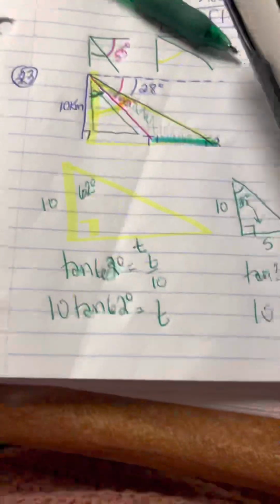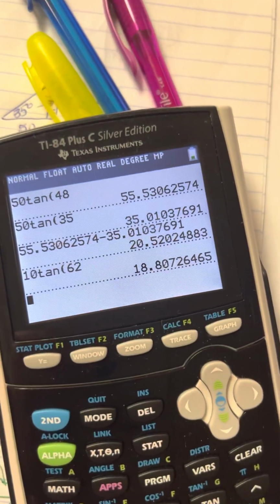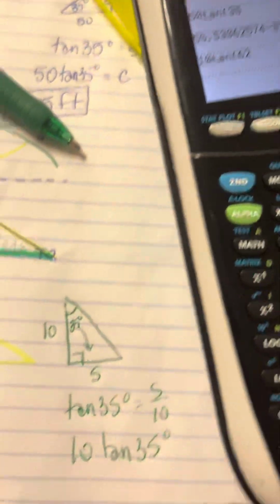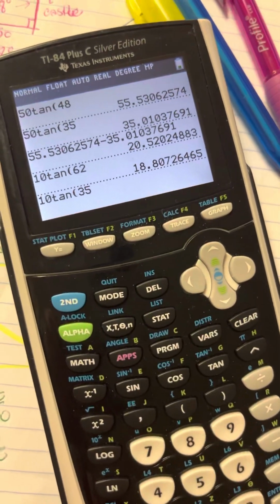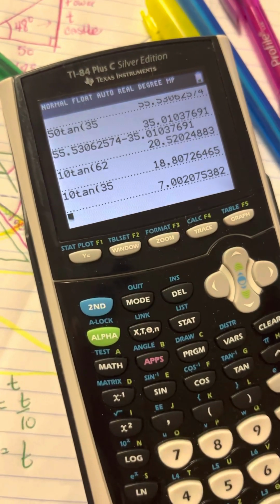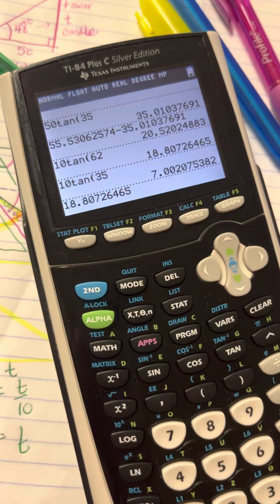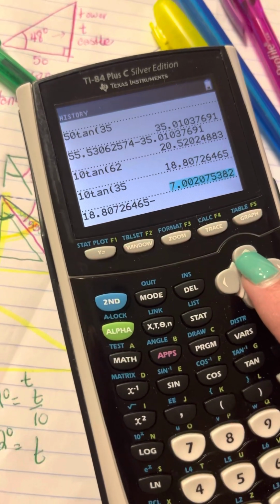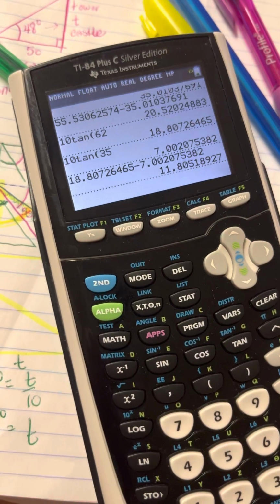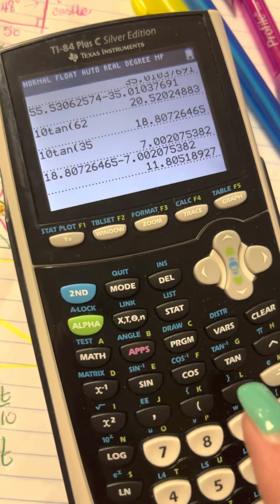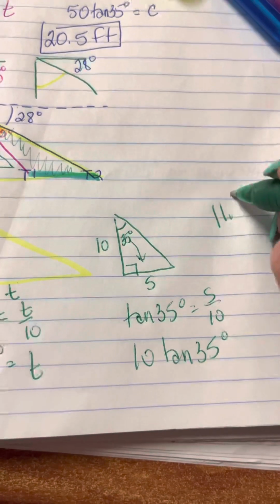And then you pick up your calculator and you do 10 times the tangent of 62. And again, you can write that down if you want. I'm just going to copy that in a second. And then 10 times the tangent of 35. I'm going to go up and copy the 18 by just hitting enter. It copies and transfers it. Subtract. Go up. Copy the 7 by hitting enter. And then hit enter again. And it gives me 11.8. And this was in kilometers. So we get 11.8 kilometers.